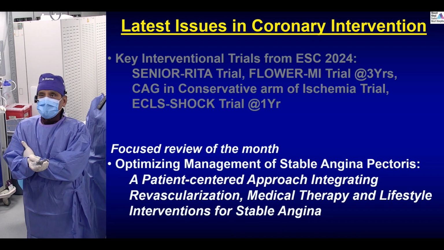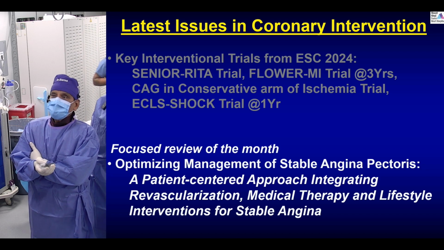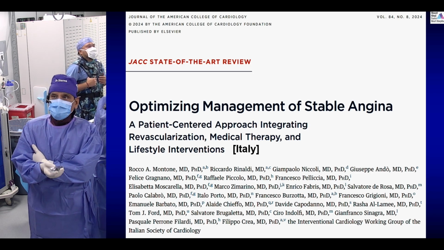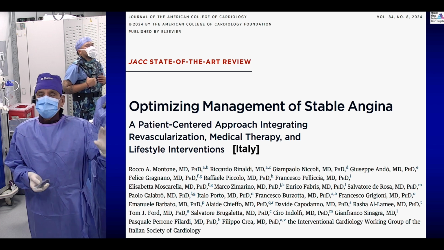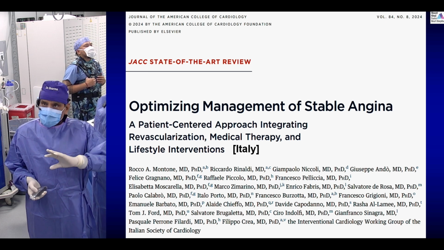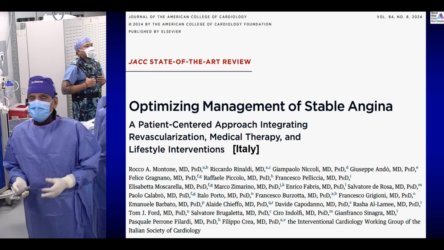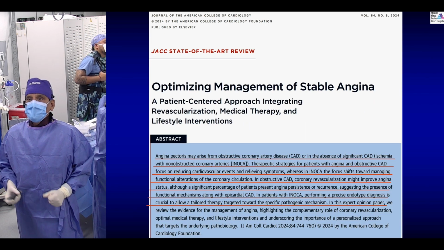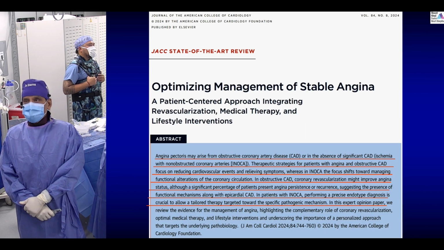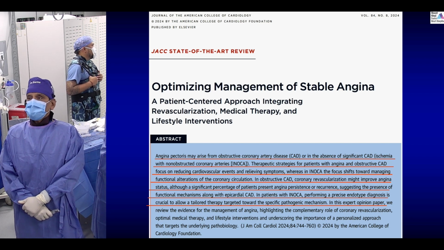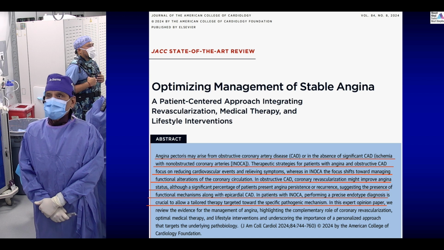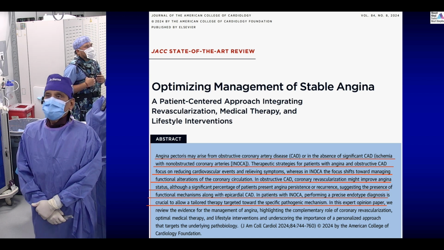So coming back to our focus review, stable angina management is a patient-centered approach, because not only do we talk about giving anti-ischemic therapy, we need to talk about the patient as a whole: revascularization, medical therapy, and lifestyle intervention. Angina pectoris may arise from obstructive CAD or, in the absence of significant CAD, ischemia with non-obstructive coronary disease, which is INOCA, or MINOCA.